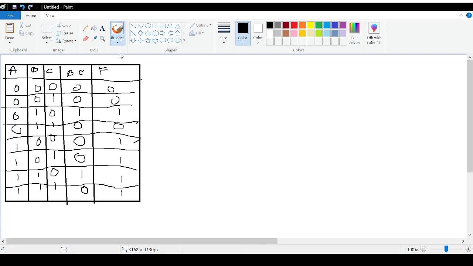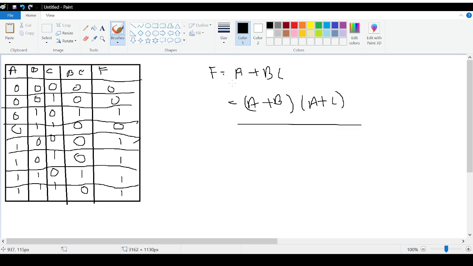Okay, now the fact is an equation can be written in two forms. Let's have an equation A plus BC. The same equation can be written as A plus B and A plus C, using the distributive law. Do we understand this? Yes, ma'am.